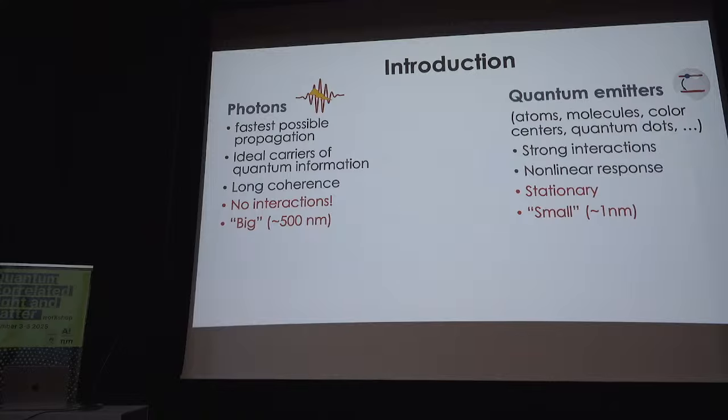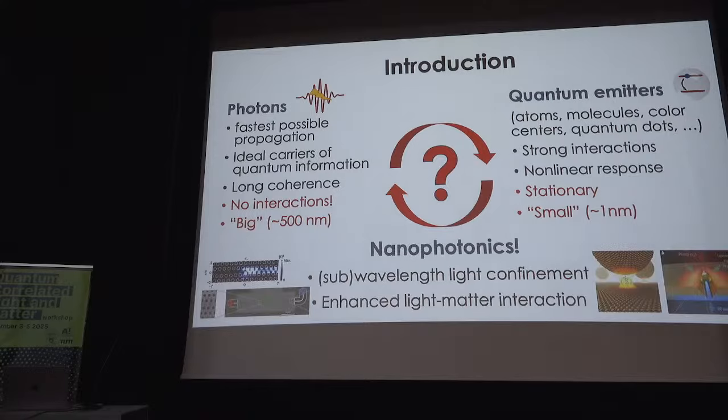On the other hand, we have quantum emitters, super tiny: color centers, quantum dots, atoms. They are nice because they have non-linearities, they are stationary and they're very small. So there's really a disconnect between these two things, as they're typically not very strongly coupled.